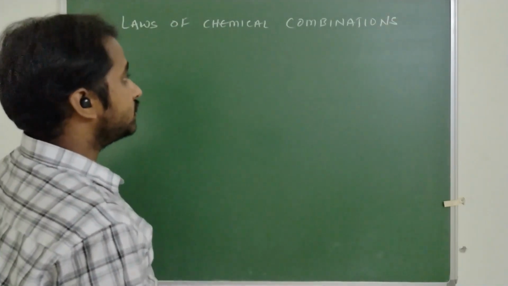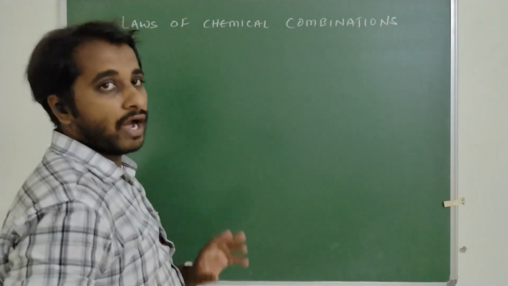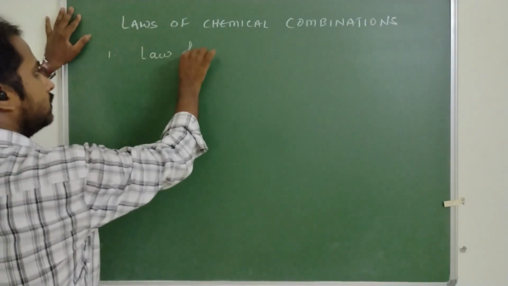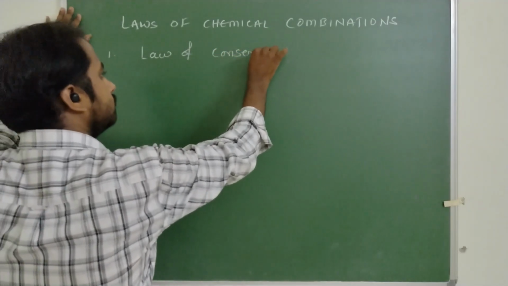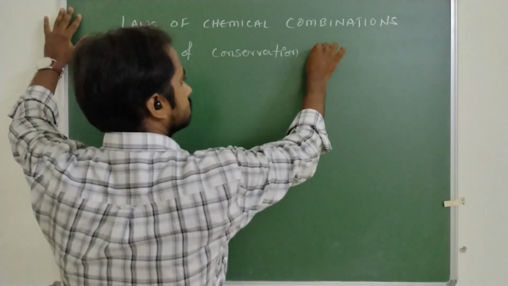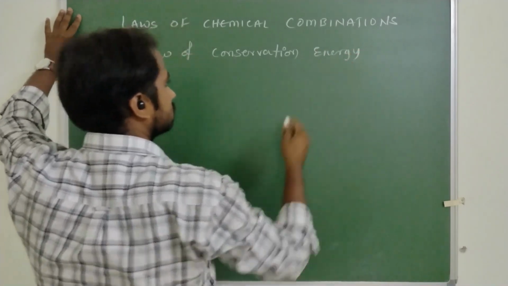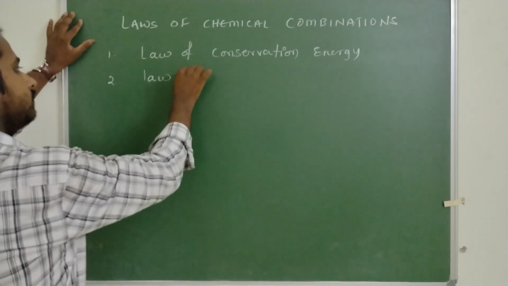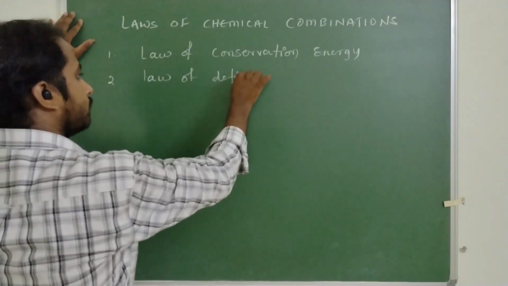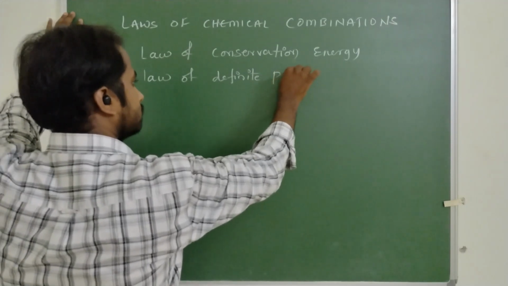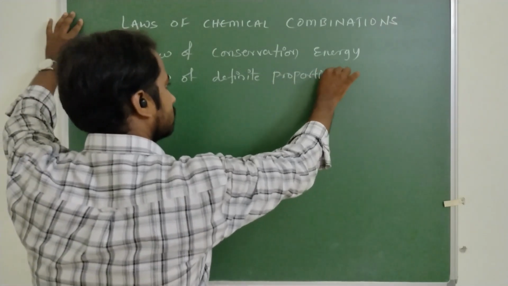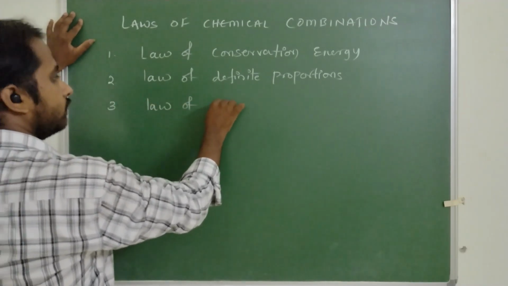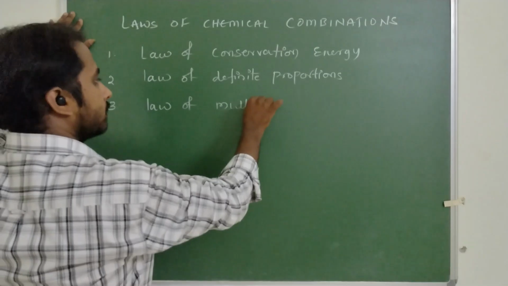Laws of chemical combinations, in which we are going to study 5 laws, namely the first one, law of conservation of energy. Second one, law of definite proportions. Law of multiple proportions.